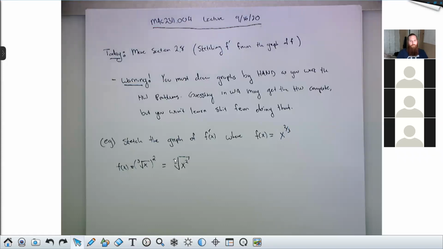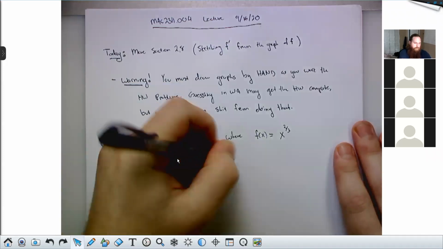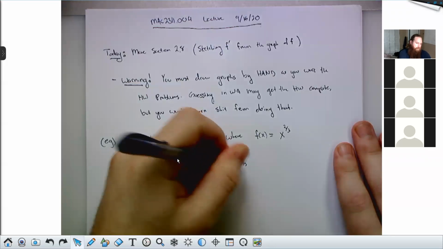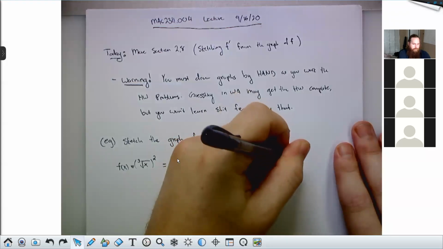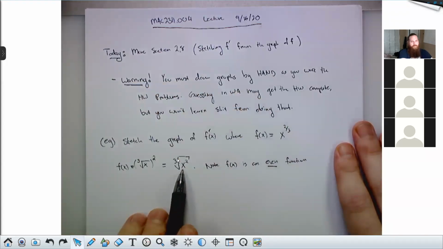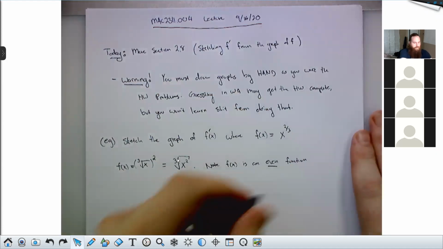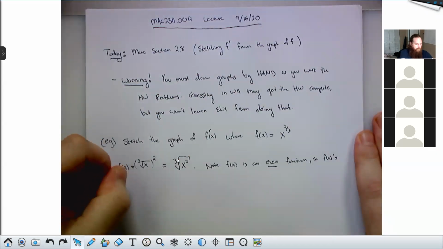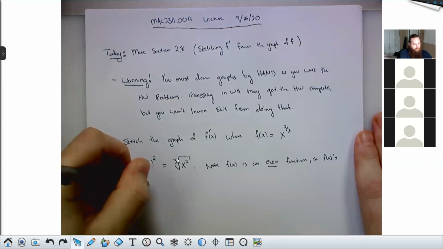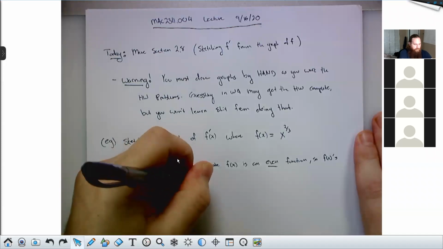I claim that this is an even function. Because if I replace this x by negative x, then square that, it will be the same as the original here. So we expect y-axis symmetry. So f of x's graph will have y-axis symmetry.